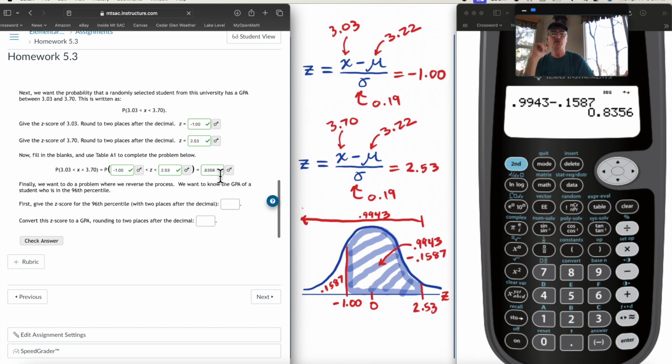Okay, and now there's only one problem left. So I'm going to do a little cleanup work again. And I don't need the z-score formulas anymore, so those are going to go away.